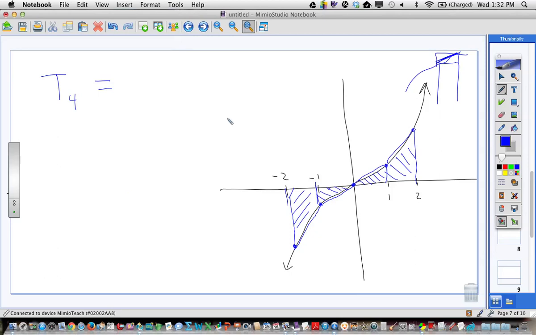All right. Okay, trapezoid. So the first trapezoid. What are the two heights? How do I write the two parallel bases? It's F of.